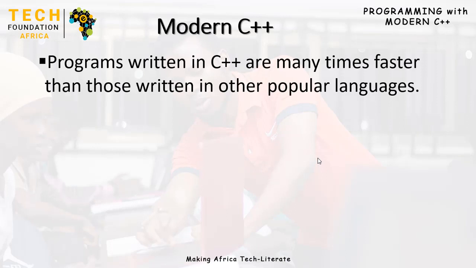Now, programs written in C++ are many times faster than those written in other popular languages. Yes, and that is true. Let's compare C++ and Java for instance. Java's main strength or popularity lies in its ability to achieve architecture neutrality. Architecture neutrality here just means that once you write a Java application, you can run it on any platform, Mac OS, Linux, Windows, without having to change anything. Unlike C++, where if you compile a C++ program on a Windows platform, for instance, it will only work for the Windows platform. You can't execute that output on Mac OS.